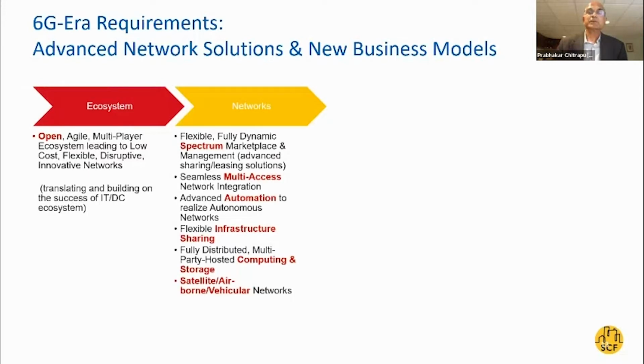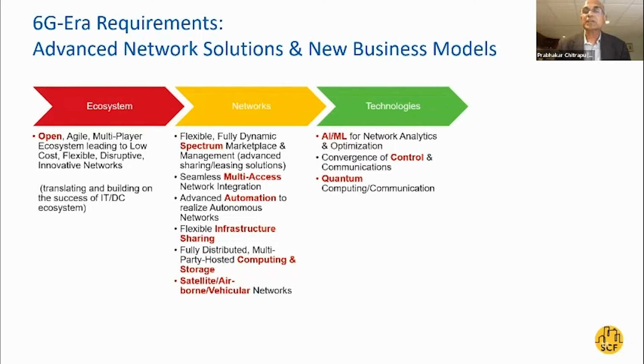In terms of networks, again, this is a big topic in terms of flexible spectrum, multiple access, advanced automation, infrastructure sharing, distributed computing and storage, and so on. These are all going to be very important for the 6G. Next, please. In terms of the core technologies, AI, ML, and convergence of control and communications, and finally, also quantum computing and communications will be important.